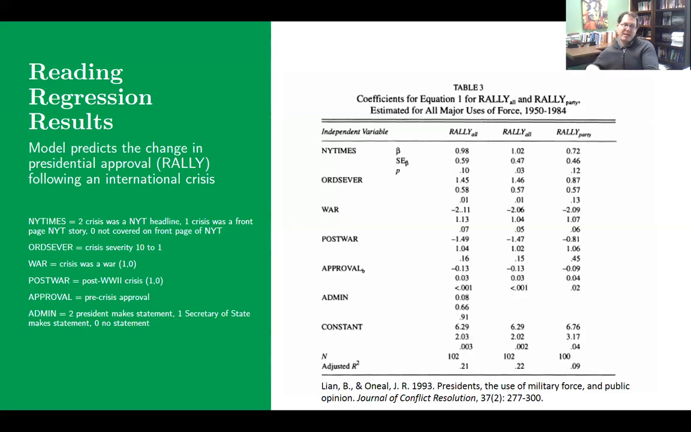And then lastly, we can scan down to the bottom, and we can look at, in this case, the adjusted R-square, which is similar to the R-square, and that tells us how good of a job our model is doing explaining presidential approval change, right? And so in this case, we have an adjusted R-square of about 0.21. So we're explaining 21% of the variation in the change of presidential approval ratings around these international crises.